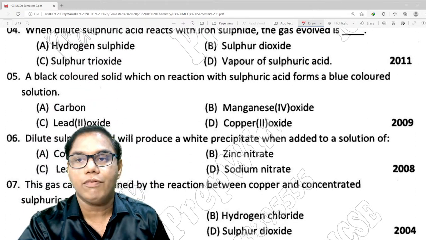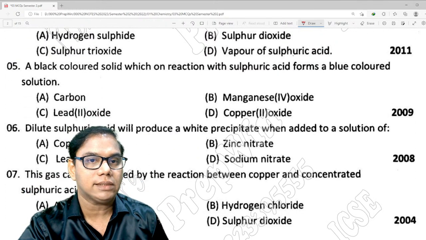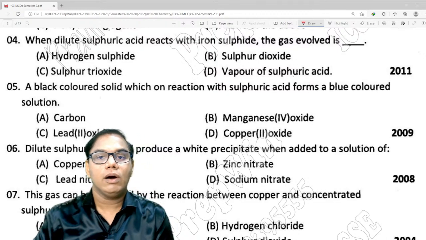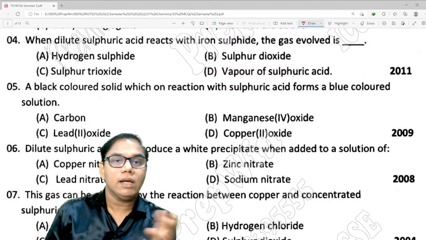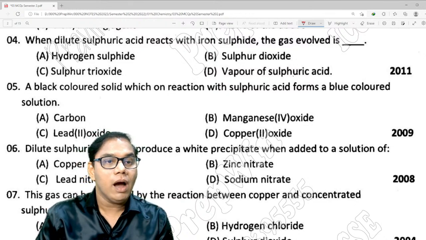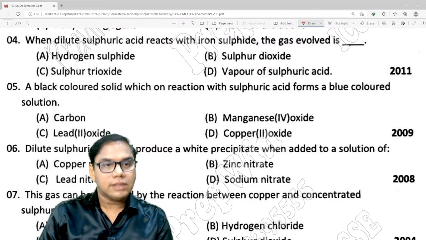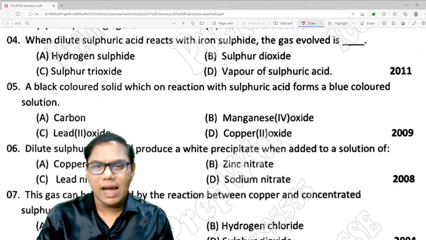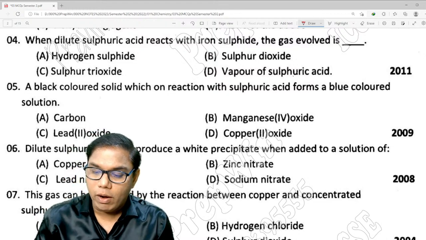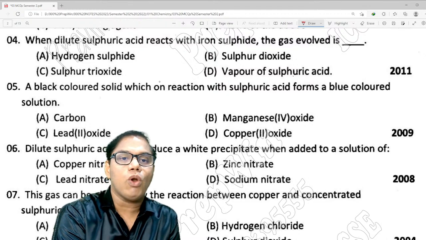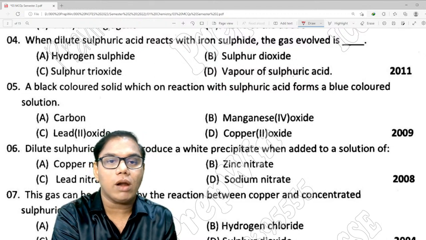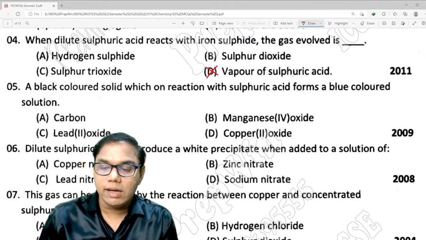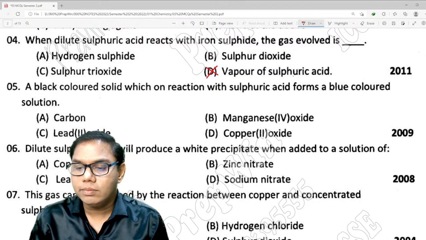When dilute sulfuric acid reacts with iron sulfide, gas evolved is what? Which gas is evolved? Sulfuric acid and iron sulfide. Hydrogen sulfide gas, sulfur dioxide gas, sulfur trioxide are just a vapor of sulfuric acid. Vapor of sulfuric acid. Sulfuric acid is non-volatile. So this answer is eliminated. Now you have three options. Konsa? Which gas? Yes, sir.